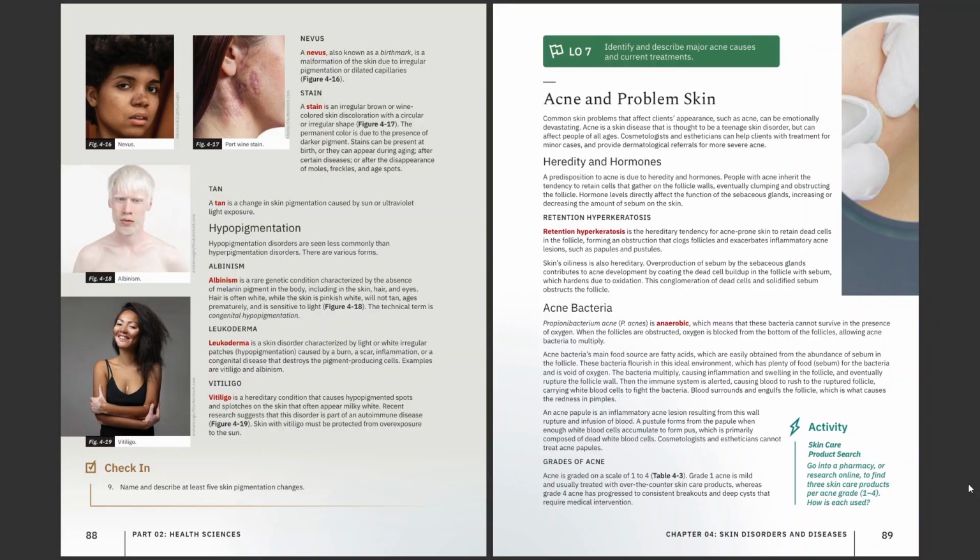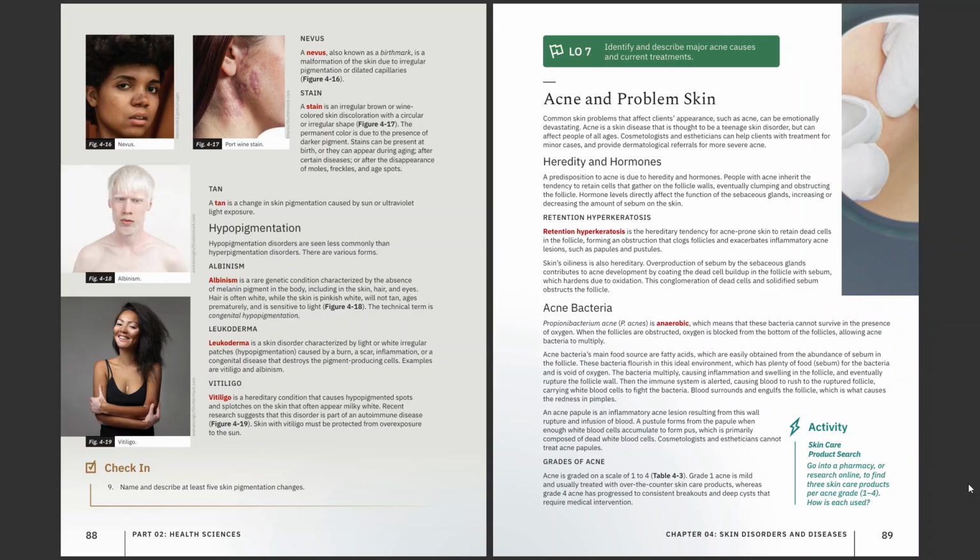Skin oiliness is also hereditary. Overproduction of sebum by the sebaceous glands contributes to acne development by coating the dead skin cell buildup in the follicle with sebum, which hardens due to oxidation. This conglomeration of dead cells and solidified sebum obstructs the follicle.